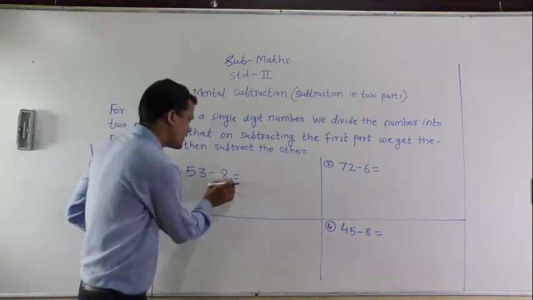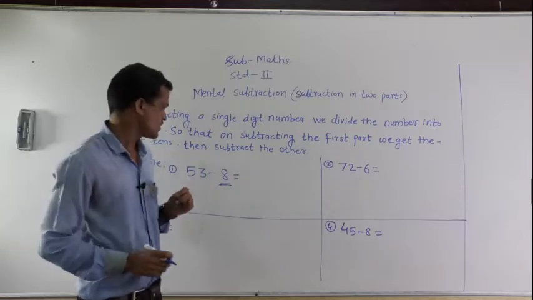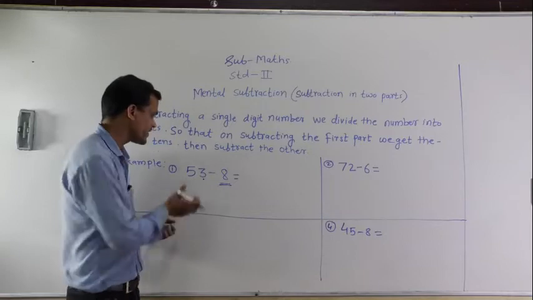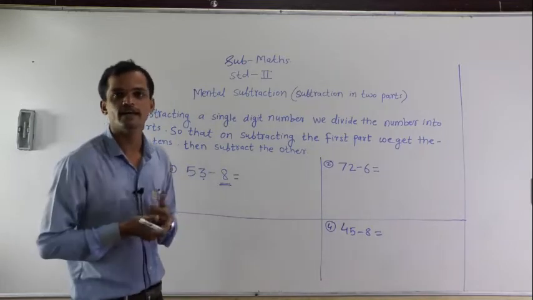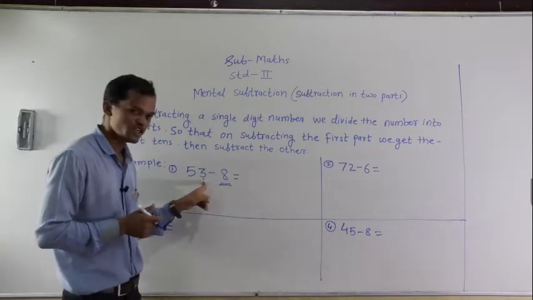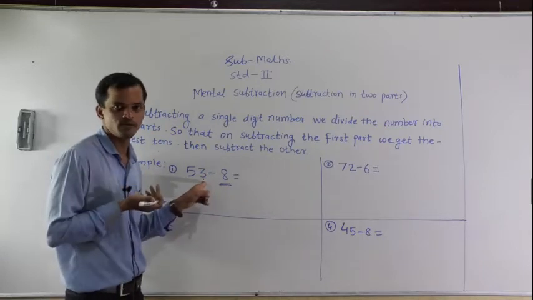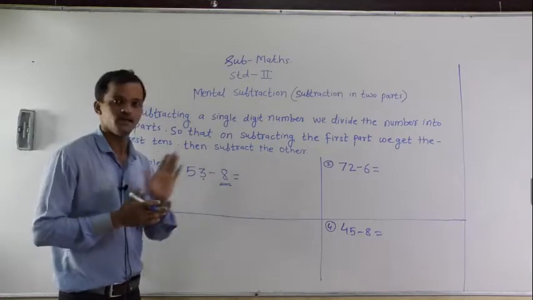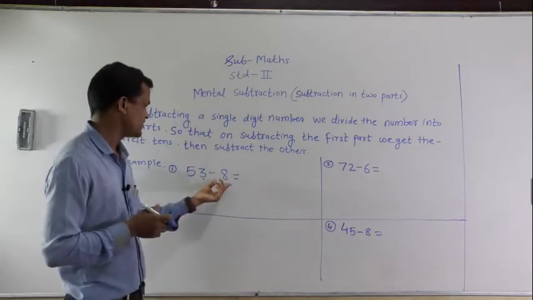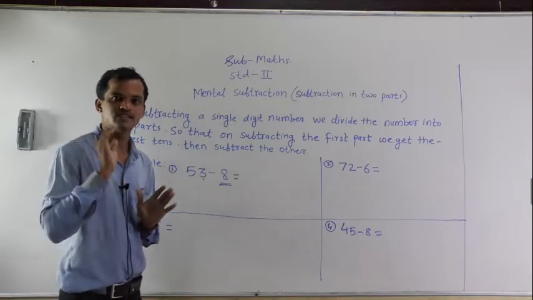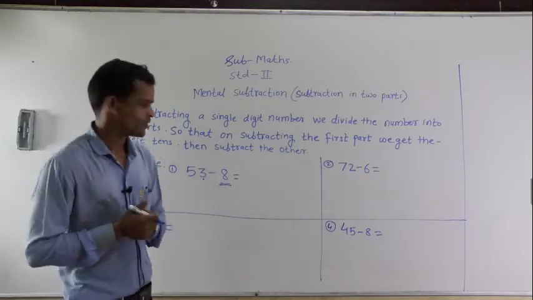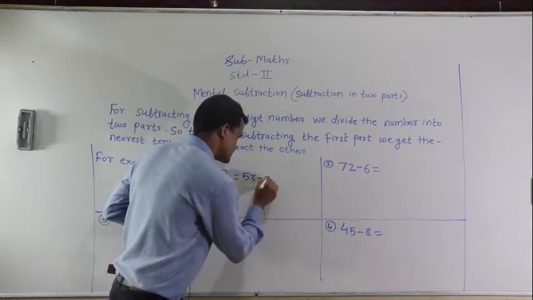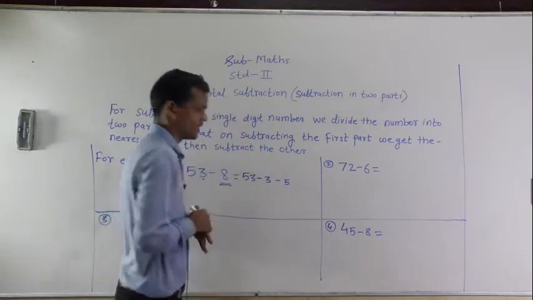So divide this 8 into two parts. Just see here which number should be subtracted from 53 so that we get the whole ten. That is 3. If we subtract 3, then we will get 50. So divide this 8 like this, 3 plus 5, okay? So write like this, 53 minus 3 minus 5.